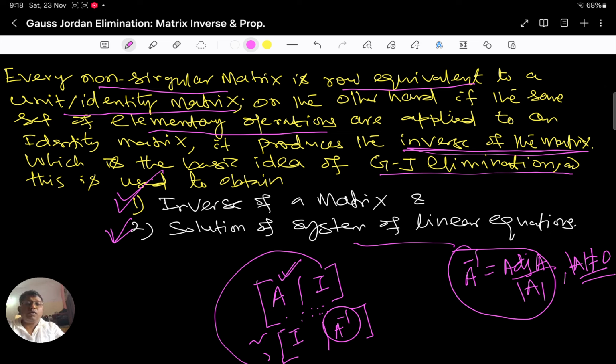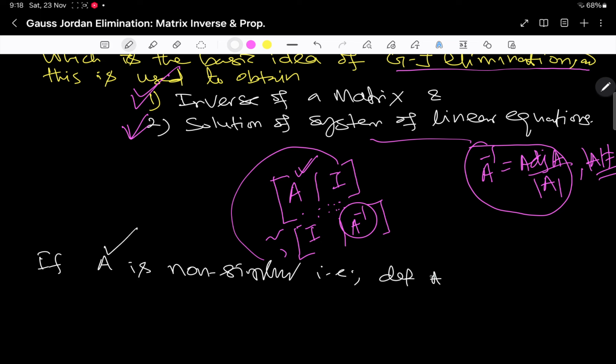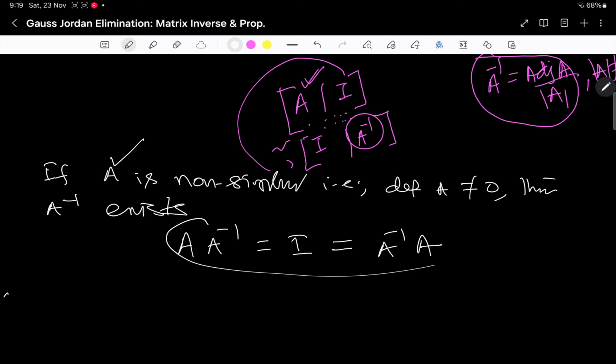Now let me tell you the exact procedure for the same. As you know, if A is non-singular, A must be a square matrix, that is determinant of A is not equal to 0. Then A inverse exists. Now A into A inverse is identity, and matrix multiplication being commutative, it is A inverse into A. So this is the principle here.